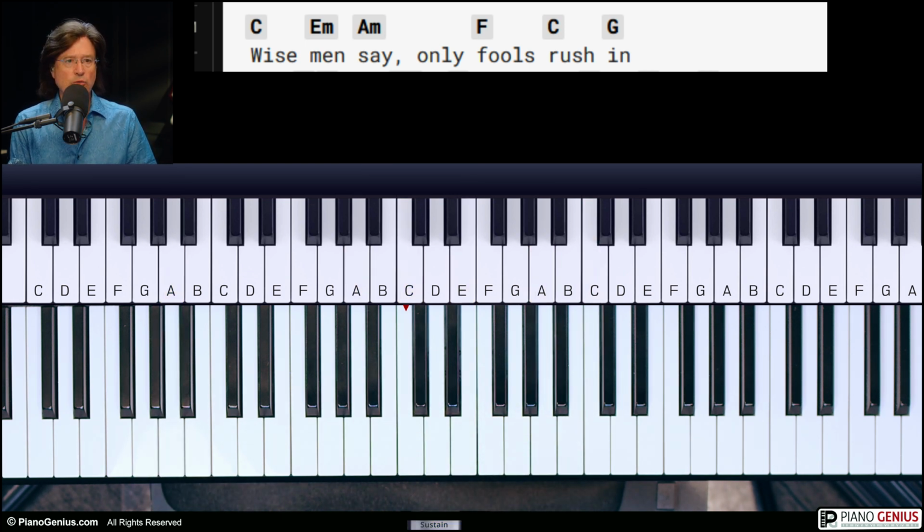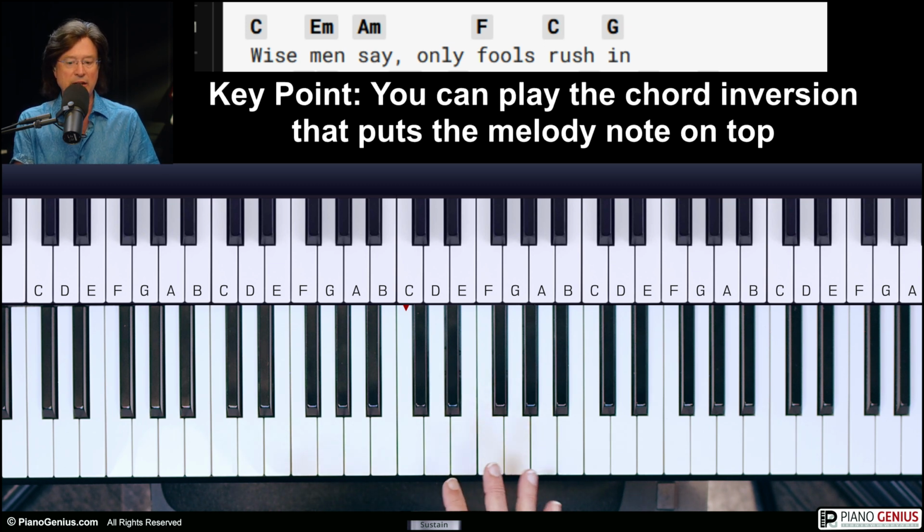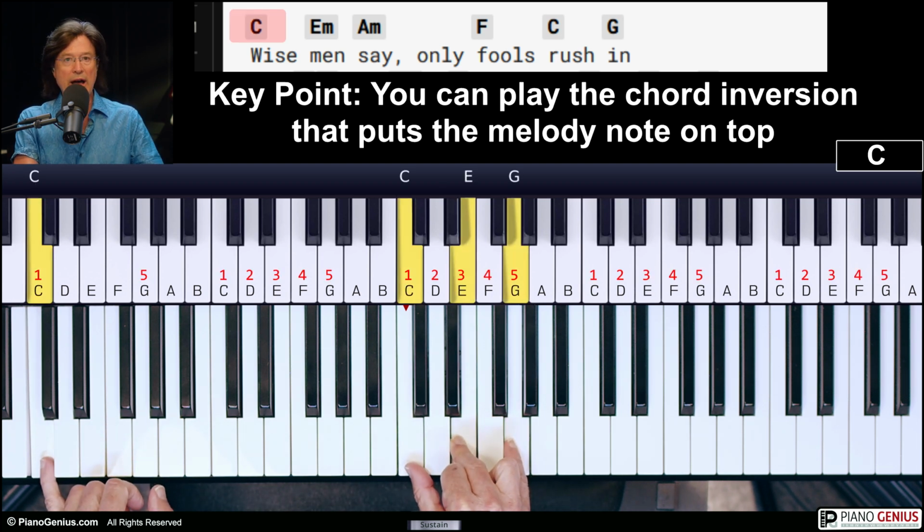The easiest way to feel like the chords are supporting the melody is to play whatever chord inversion is closest to the melody note, so that the melody note is on top of the chord. So for instance, when we're playing C, wise. We may not know the melody note, but hopefully you can figure out what it is. Okay, so the first note is actually the root note of the song, wise.